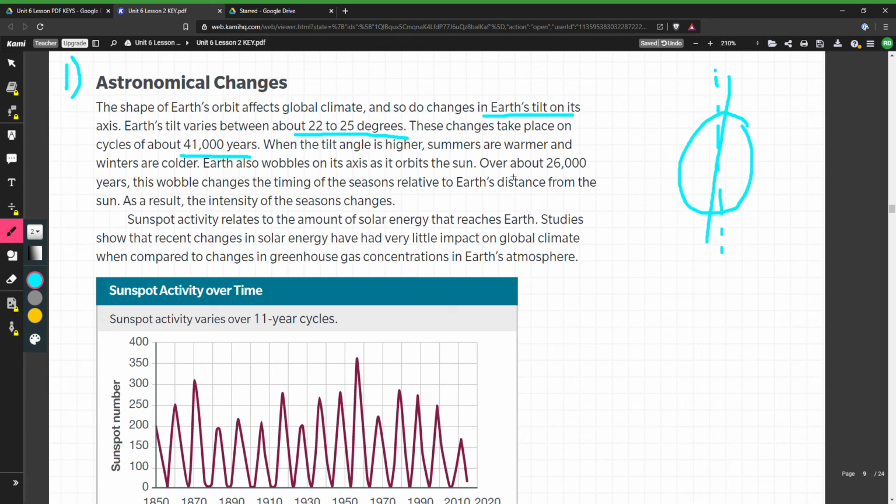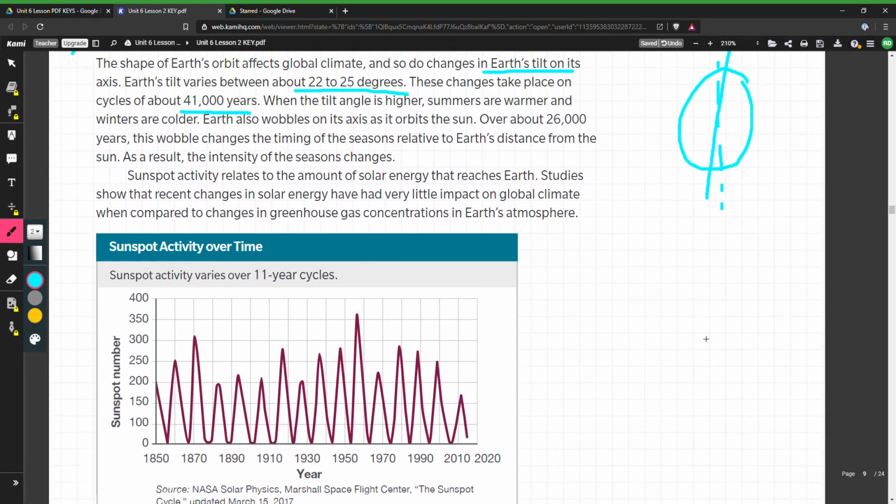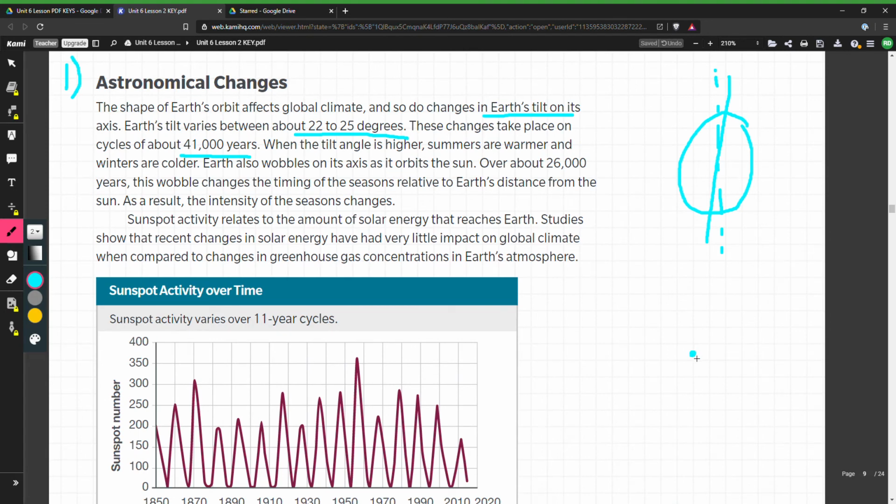And so it talks about how over 26,000 years, the wobble changes the timing of seasons relative to the distance from the sun. Another thing is that we aren't a perfect circle. Obviously I'm not about to draw a perfect circle, but we're like an ovalish shape. So exaggerated, but if this is the sun, it's kind of like an ovalish shape orbit around it.